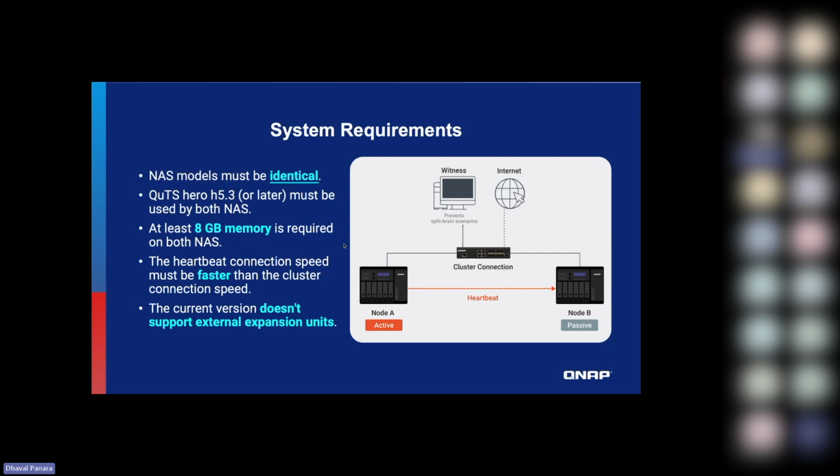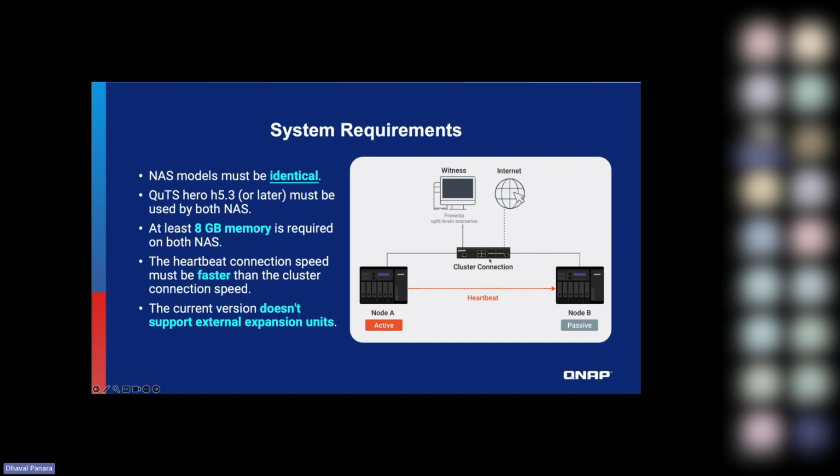The heartbeat connection needs to be faster than the cluster speed. Here that is important, right? So what I mean by cluster connections, both NASs obviously have to have multiple network ports. So let's say, for example, you have a 574 TX which has two network ports, one is 2.5G, one is 10G. We recommend having the heartbeat connection. The heartbeat connection is the one that connects directly from NAS A to NAS B. So that's a direct network connection between both NASs. That needs to be on a higher networking speed than the cluster connection.